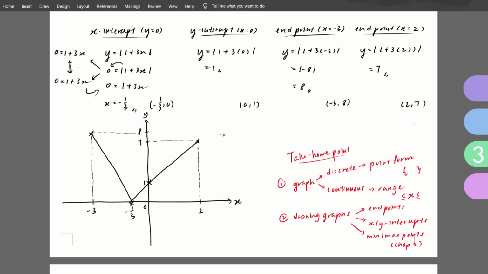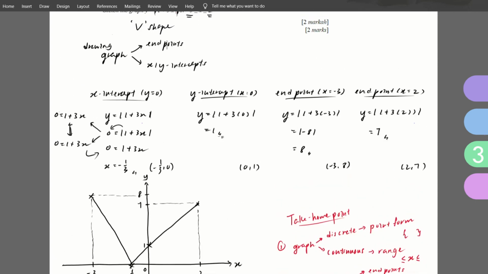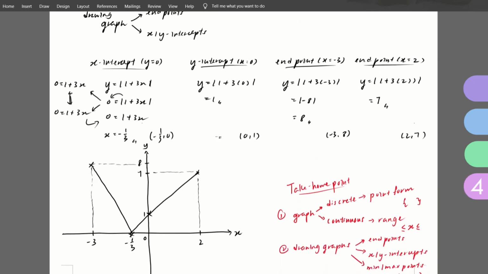So with that, we have completed this question. So the take-home points will be 2. So the first one would be when we are trying to find the domain and the range for graphs, make sure there are 2 ways, and you need to make sure what kind of graph it is. Is it a discrete graph? If yes, we need to consider the set bracket. If it's a continuous one, we need to find the range from where to where.